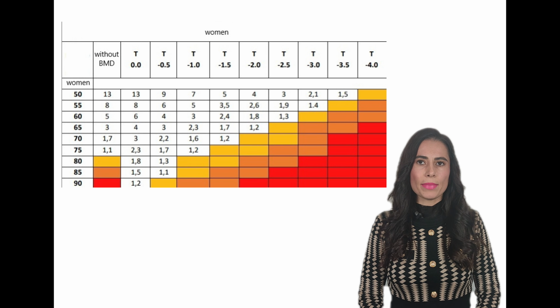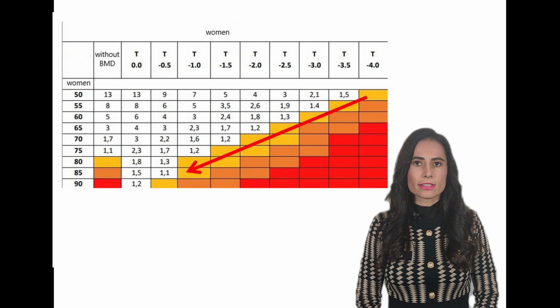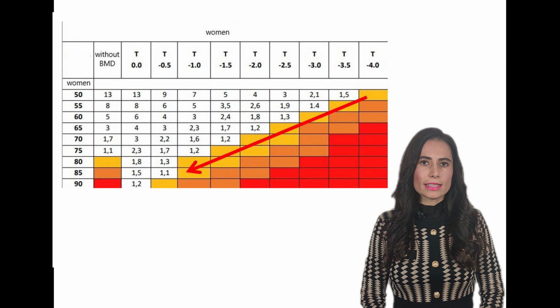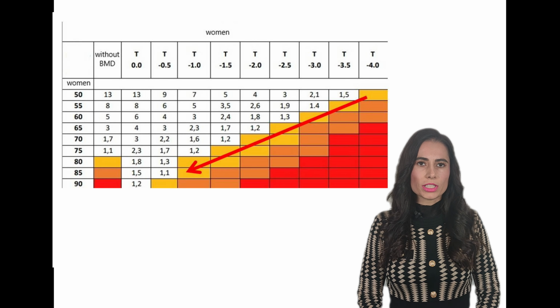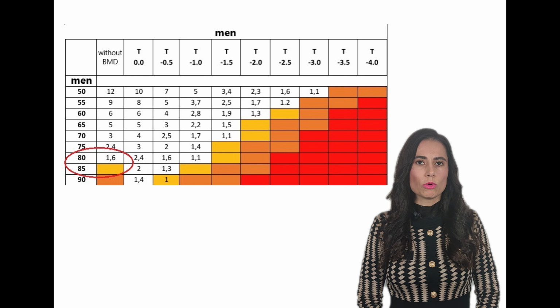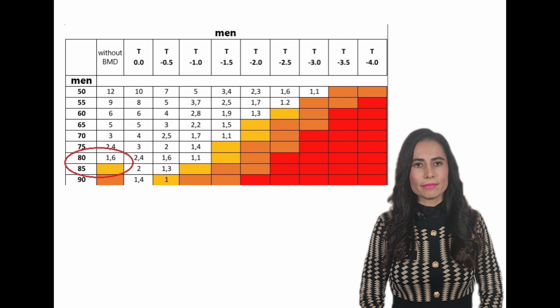You can see how the T-score required to start a therapy decreases with age. This means that the younger the patient, the worse the T-score needs to be to indicate therapy, and vice versa, the older the patient, the less severe the T-score needs to be for treatment consideration. Another point is that men enter the zone requiring therapy about 5 to 10 years later than women.